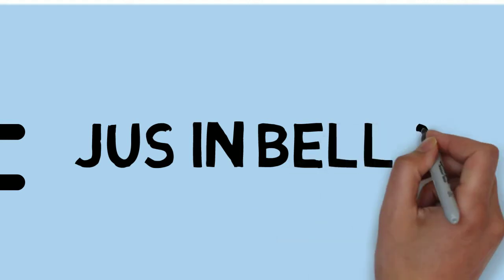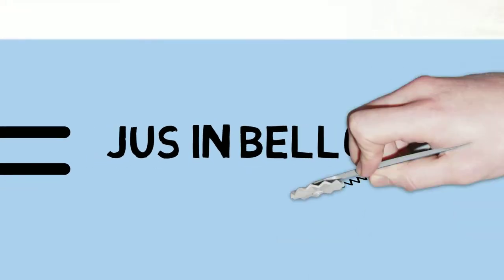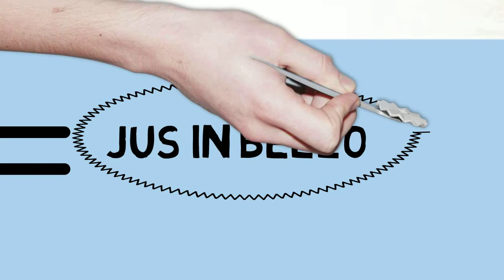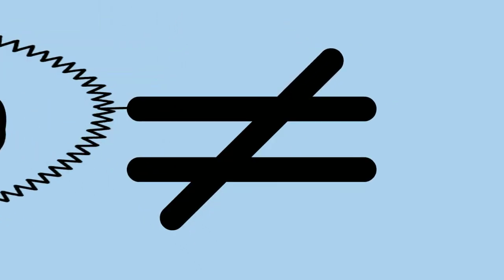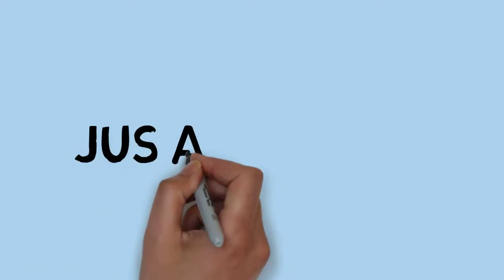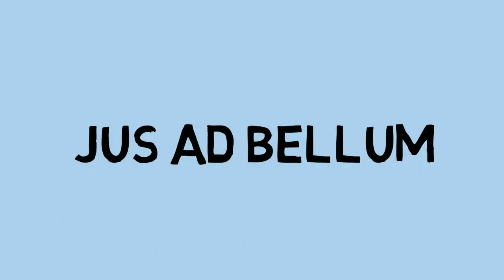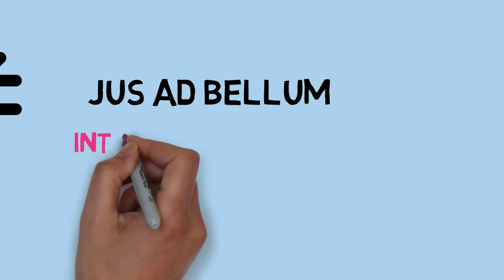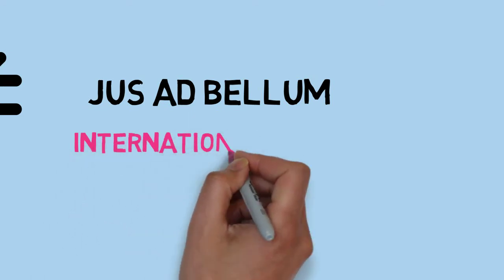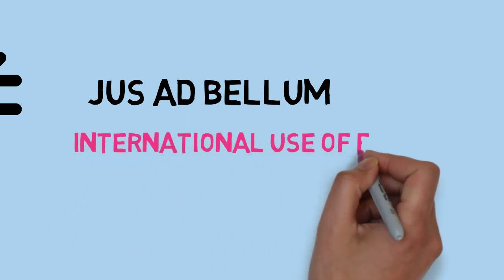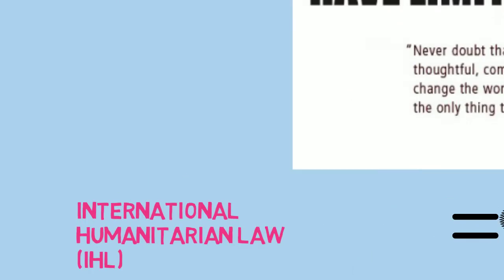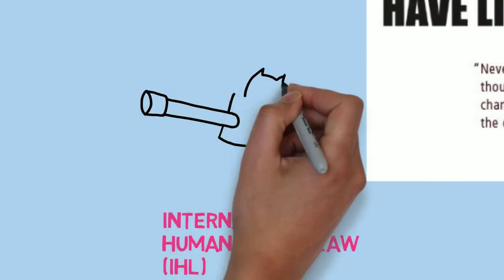synonym of international humanitarian law, but jus in bello is different from another Latin term that is jus ad bellum. Jus ad bellum, in fact, is a set of criteria that are to be consulted before engaging in war in order to determine whether entering into war is permissible, that is, whether it is a just war.